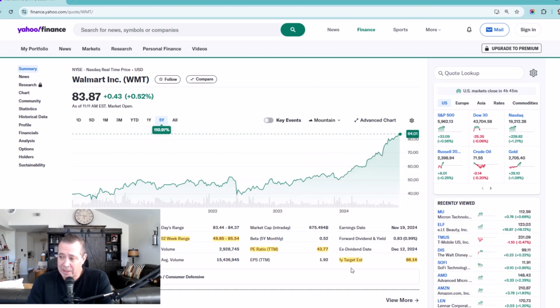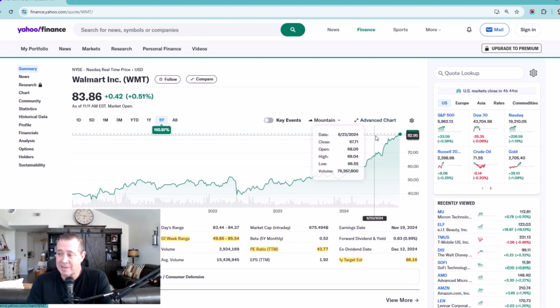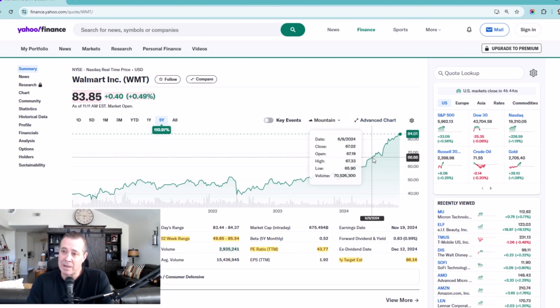The 1-year target estimate that Yahoo Finance has is 86. So they're looking for it to move $3 more over the entire year. The PE ratio is high at 43. So I'm not looking for this stock to skyrocket up. I think there's a better chance that it's going to have a bit of a pullback. So in order to balance out my portfolio, I don't want to have just all long trades on, hoping the stock market continues up.